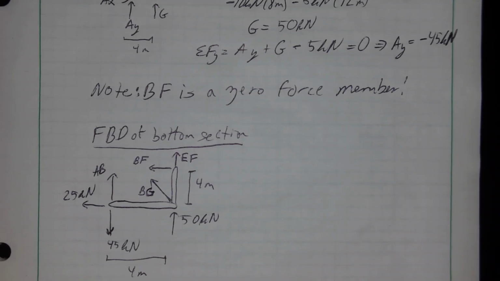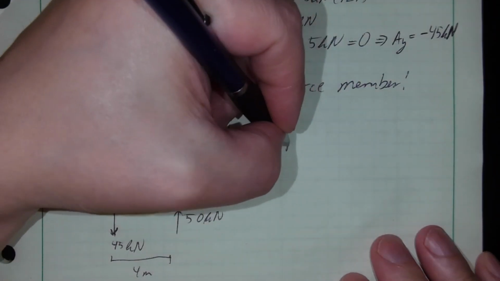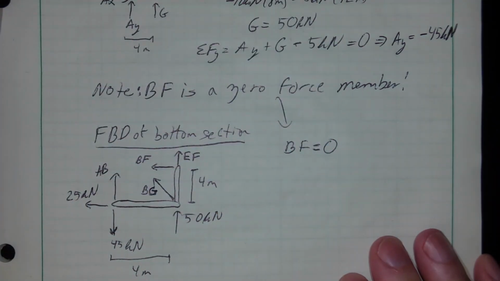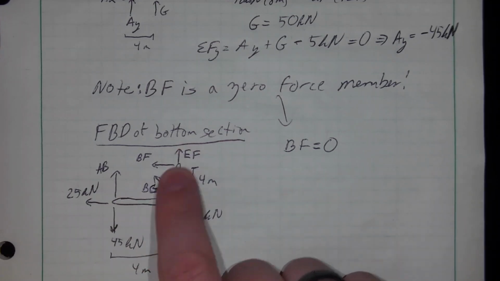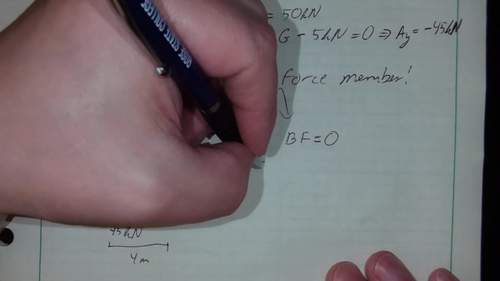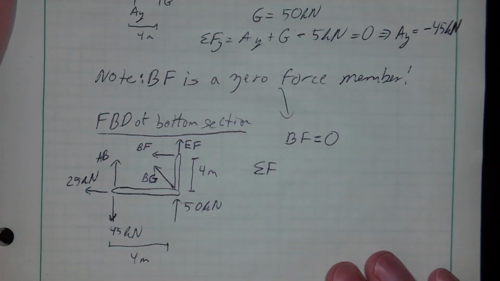And that's a free body diagram I can solve. If I come down here, we know from previously BF is equal to 0. So knowing that, this is not unknown. Now I've only got these 3 unknowns, and I can solve. So if I do sum of forces in the, do I want to do forces or do I want to do moments here?